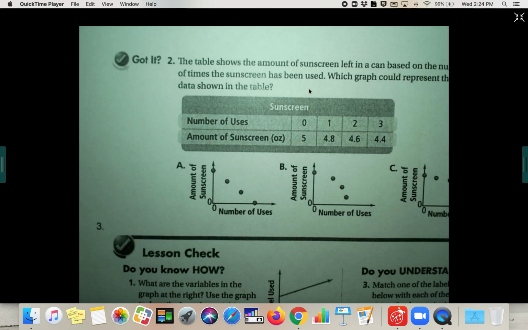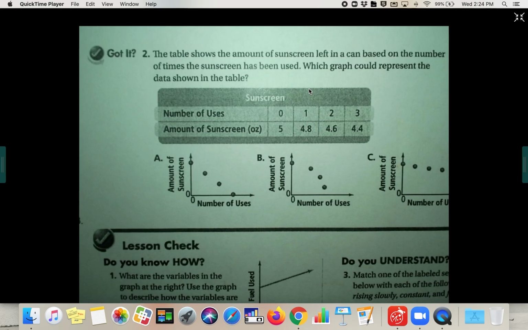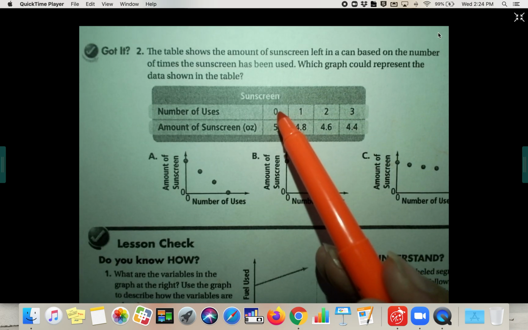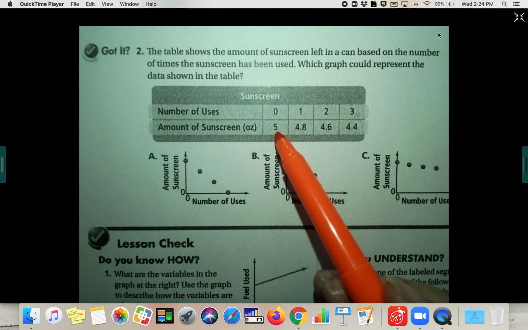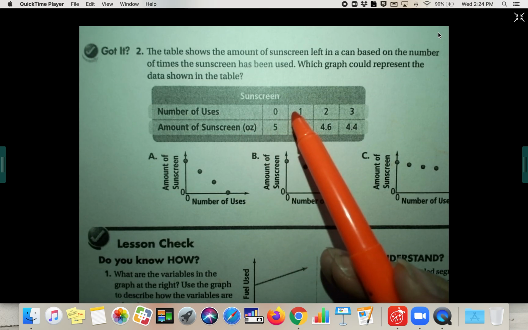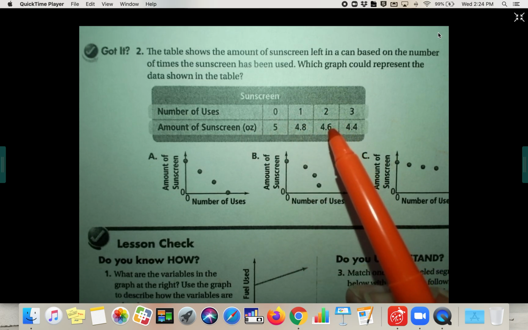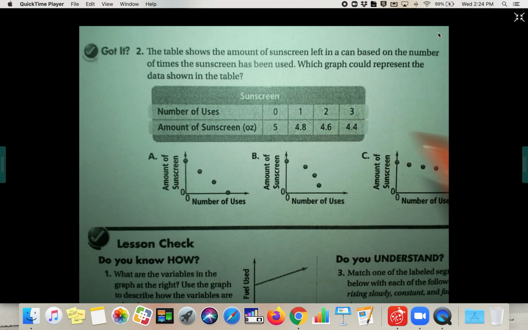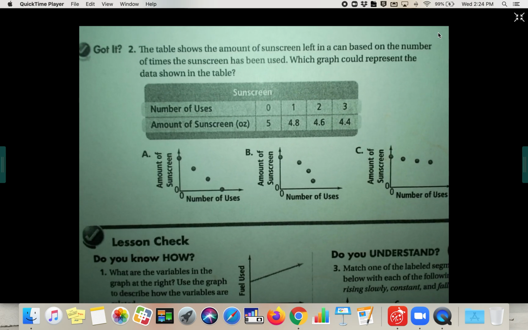All right, let's look on the back. So this table shows the amount of sunscreen that you have left in a can based on the number of times the sunscreen has been used. So if you use it 0 times, there is 5 ounces left. Once, you're down to 4.8. Twice, you're down to 4.6. 3 times, you're down to 4.4. So which of these graphs could represent that data?